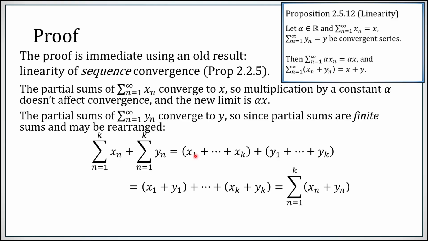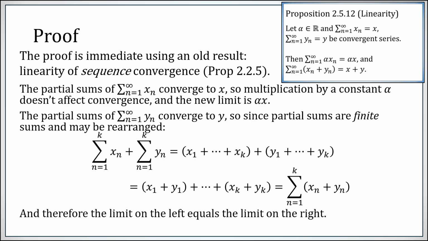Because we only have finitely many terms, we can use the associative and commutative properties at will, and I move these around. Instead of first adding up the x's and then adding up the y's, I add up the index 1 terms, then the index 2 terms until I get to the index k terms, but that's exactly this. In other words, the kth partial sum of x plus the kth partial sum of y is the kth partial sum of x plus y.